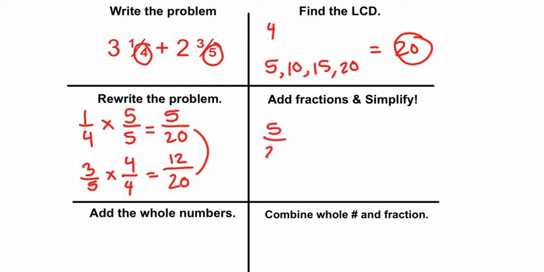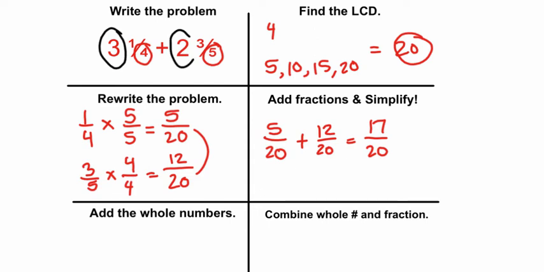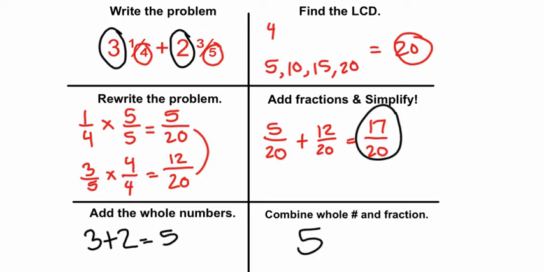So 5/20 plus 12/20. Denominator always stays the same. And our numerator, 5 plus 12 is 17. This is already simplified. We can't reduce it. We can't change it to a mixed number, so that's done. Now let's go through and find all of our whole numbers. We have a 3, we have a 2, and that's it because this does not need to be changed into a mixed number. So 3 plus 2 is 5. Now let's put everything together. Our final answer is going to be 5 and 17/20.